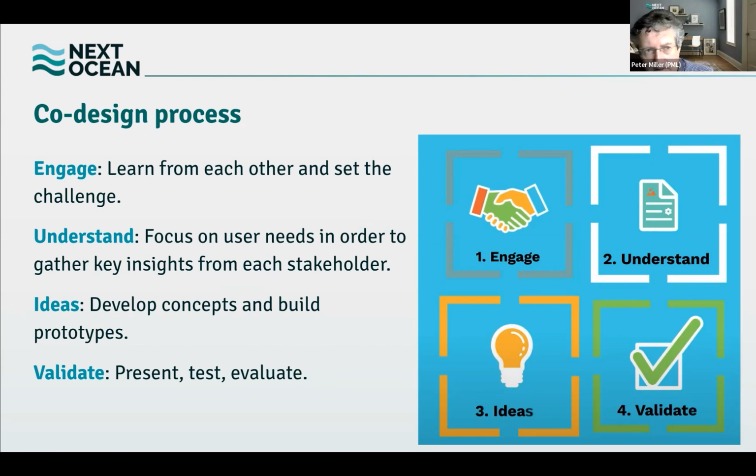So the final part is to use that co-design to validate those methods. So if we have a new concept or a new product, then we can present it, we can test it out with those users, and they can help us evaluate, prioritize our work for developing the final service.